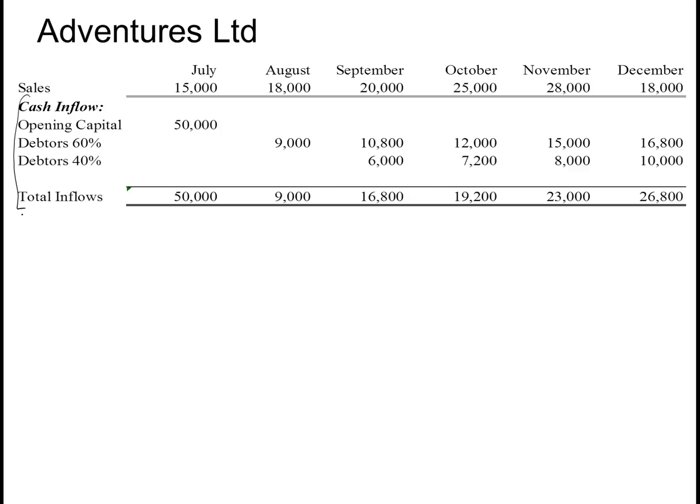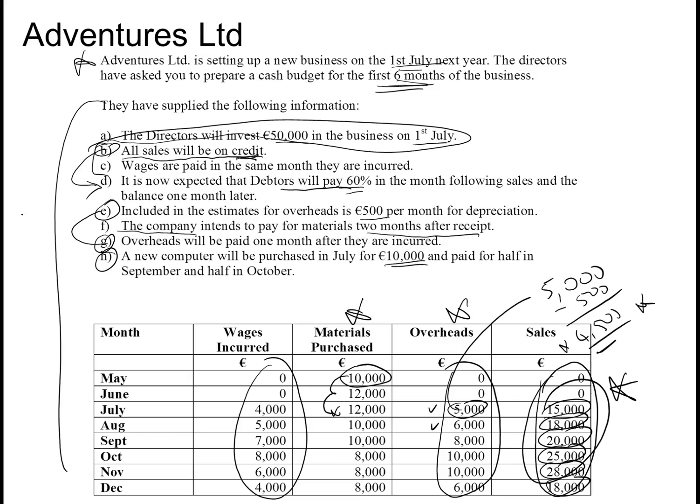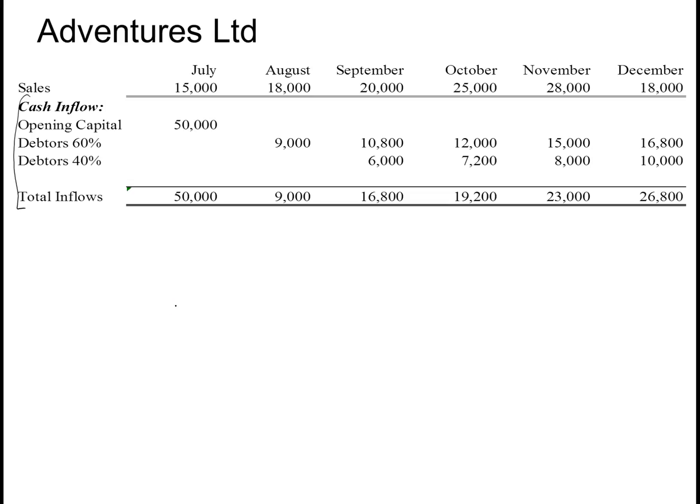Now we need to go back and have a look at the payments. So if I go back to the question here, we can see the payments will be, well, wages. I'm going to put those in. I have the overheads, so overheads to go in. We have the payment for materials, and we have the computer. So there will be 4 cash payments.